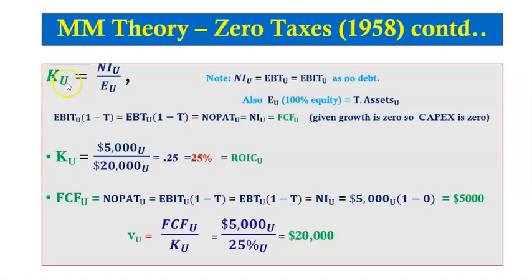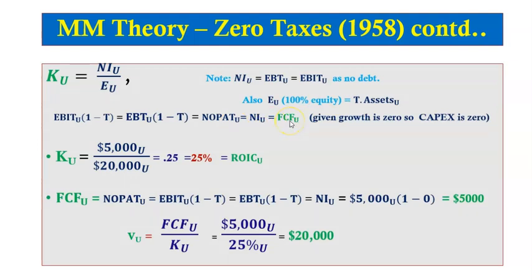We first calculate the cost of unlevered equity, which is net income of the unlevered firm divided by the equity of the unlevered firm. Now, because there are no interest expenses and taxes, net income of the unlevered firm is equal to earning before taxes, which is also equal to earning before interest and taxes. Also, the total assets are equal to the total equity because all the assets are 100% financed by equity. And we know the growth rate is 0.